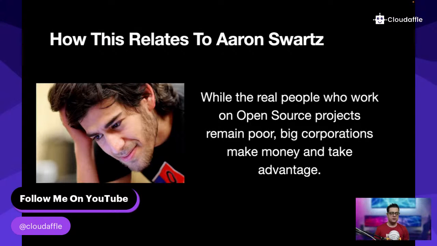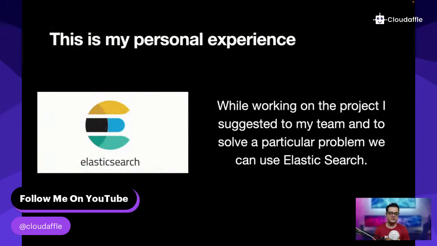While the real people who work on open source projects remain poor, big corporations make money and take advantage. How do big corporations make money? Let's understand that. I'll give you a personal example. While I was working on a project, our team needed a search tool. We needed to build an in-depth search tool, and I suggested that we use Elasticsearch to solve this particular problem.